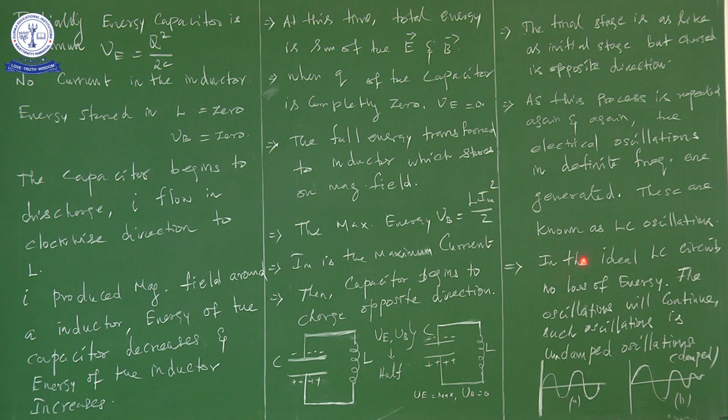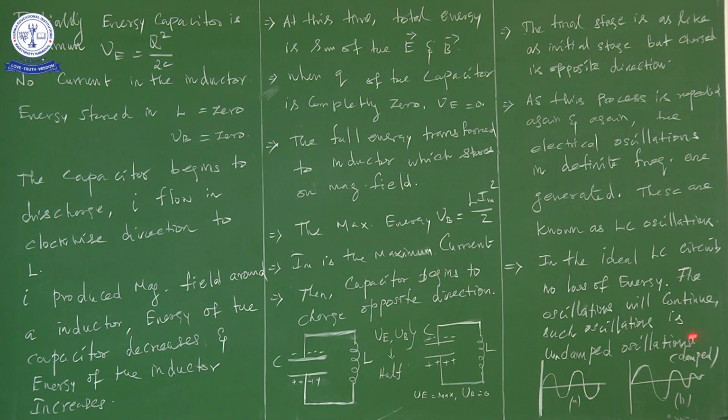But if you take the ideal LC circuit, ideal means perfect. Perfect means both the inductor and the capacitor have zero resistance. Zero resistance means it is not possible to lose energy. So in the ideal LC circuit there is no loss of energy, because the inductor doesn't have resistance. So the oscillations will continue. Such oscillations are called undamped oscillations. If the amplitude stays constant, those are undamped oscillations. If the amplitude keeps decreasing and becomes zero, we call them damped oscillations.